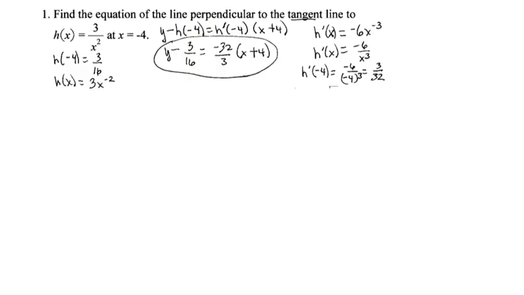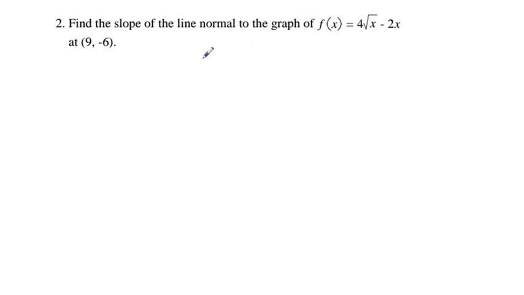I'll do one more problem here. It has to do with the normal line. And this is finding the slope of the line normal to this graph. And then we have the function f of x equals 4 square root of x minus 2x at this point right here, (9, -6).